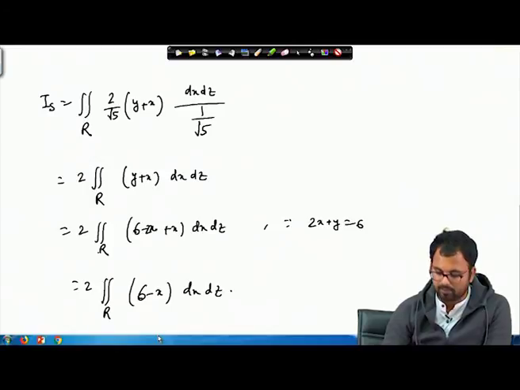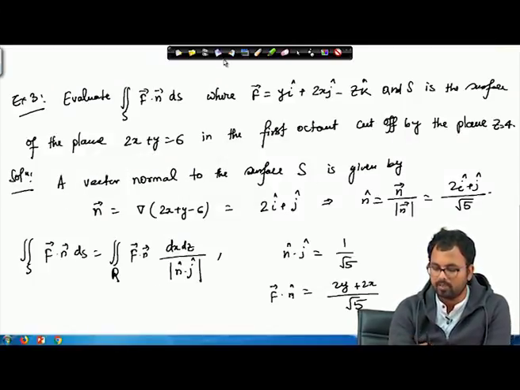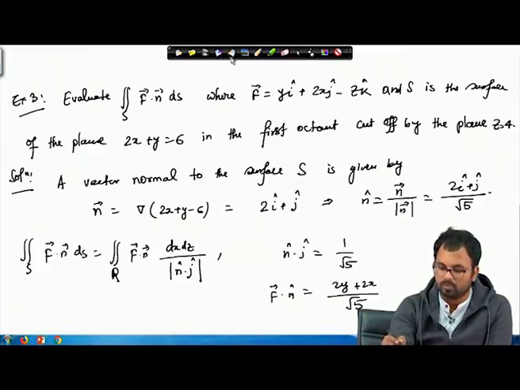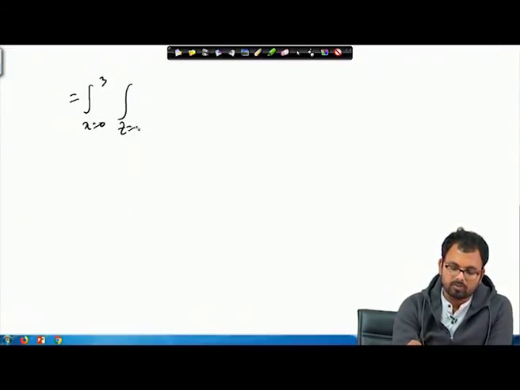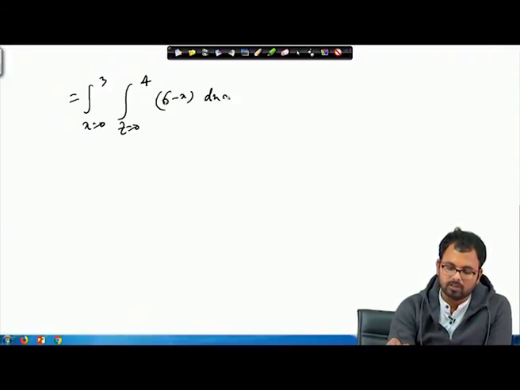Now if we take the projection on the xz plane, then in the xz plane basically y is 0. So x will vary from 0 to 3 and z will vary from 0 to 4. So I can write the integral as x varying from 0 to 3 and z varying from 0 to 4, (6 minus x) dx dz.